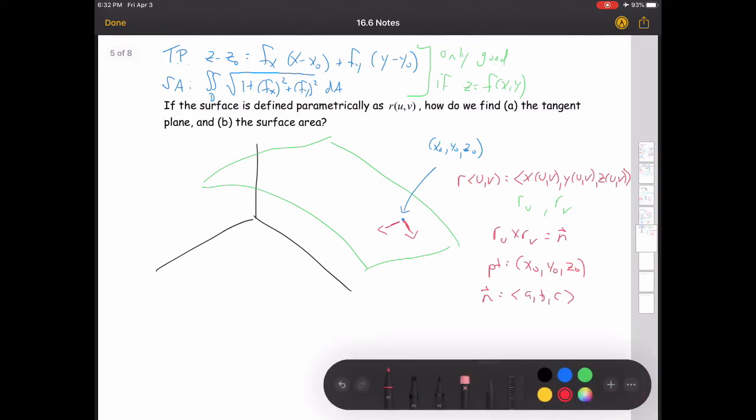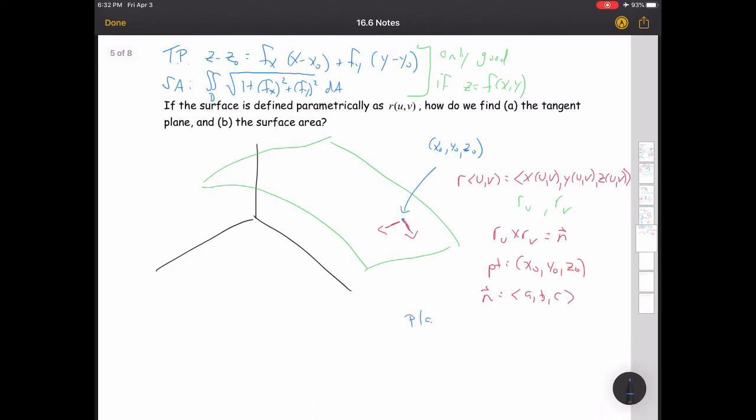So the tangent plane that we would get is going to be A times x minus x naught, plus B times y minus y naught, plus C times z minus z naught, equals 0. And that'll be our tangent plane to this surface. Alright, so now we've defined a tangent plane to the surface. Well, why would I want to do that? Why is it even necessary to define a tangent plane to this surface?